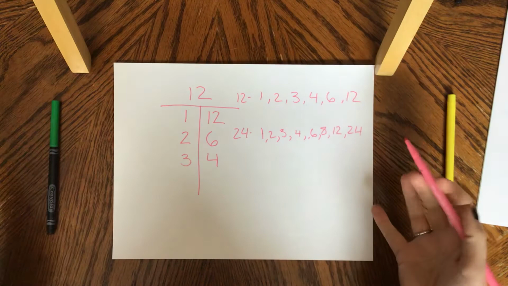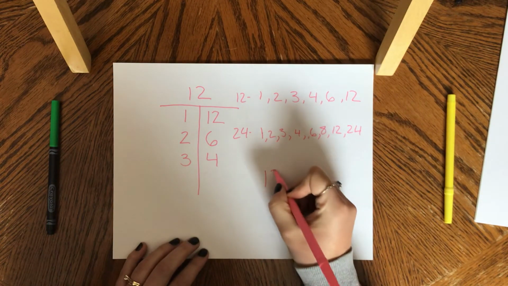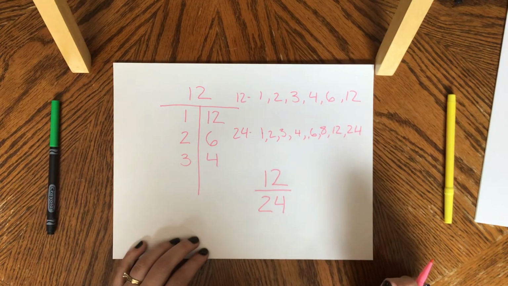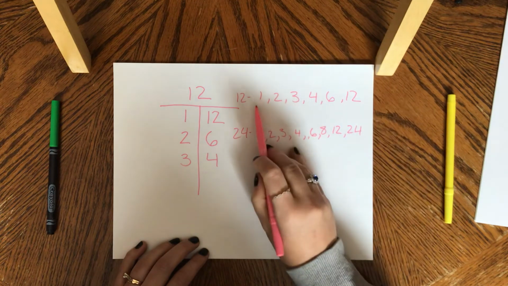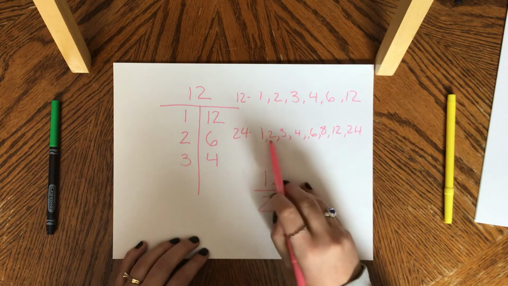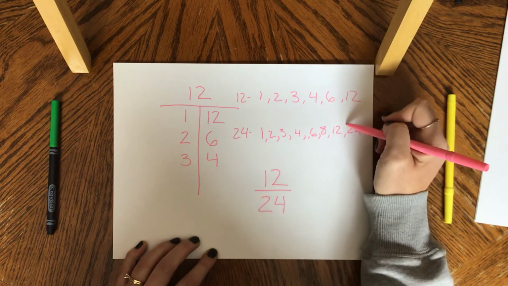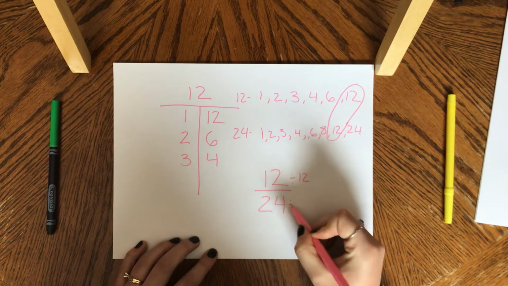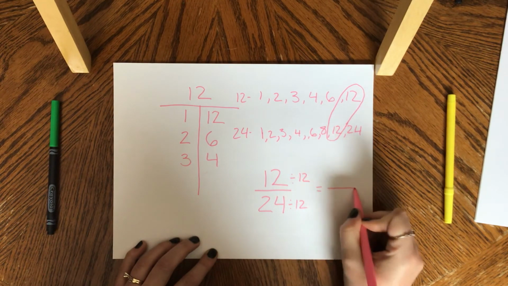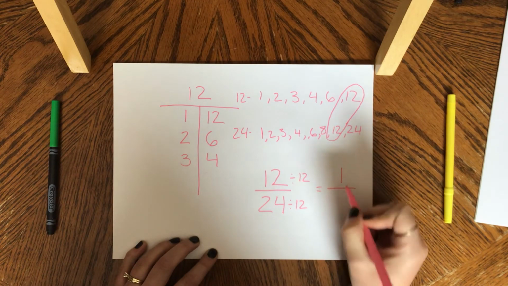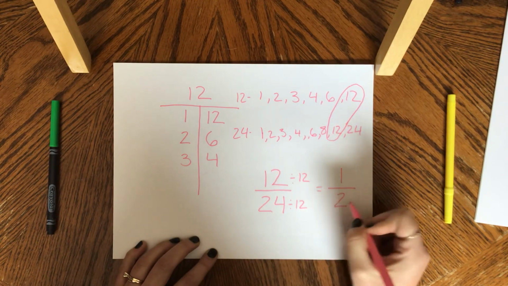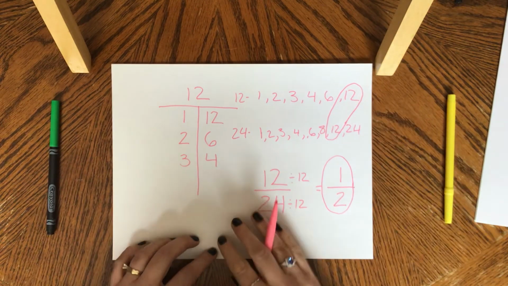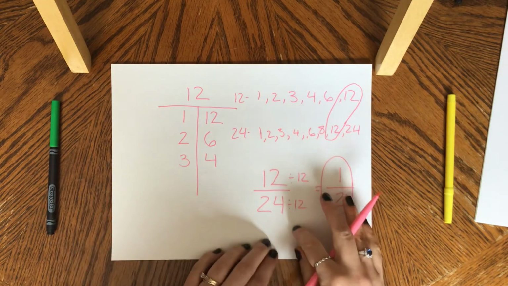Now the reason why I might need this is, let's say that I have a fraction that looks like this, 12 over 24, and I know I need to reduce that fraction. So it looks like if I go across my list, the greatest common factor that they both have in common is 12. So I could divide the numerator by 12 and the denominator by 12. 12 divided by 12 is 1. 24 divided by 12 is 2. So 12 24ths is the same as saying 1/2. So this is how you could use factors to reduce your fractions.